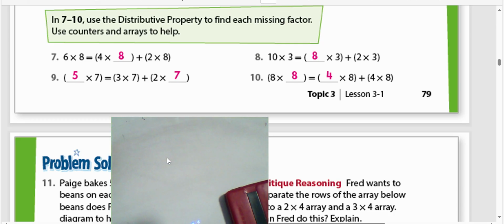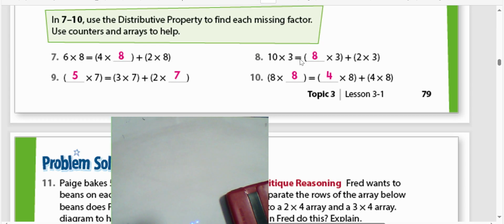Next question. 6 times 4 equals 4 times 8 plus 2 times 8. Okay, we used the distributive property here. We can write 6 equals 4 plus 2, and 8 repeating again, 10 times 8.